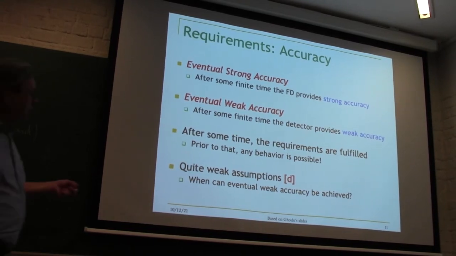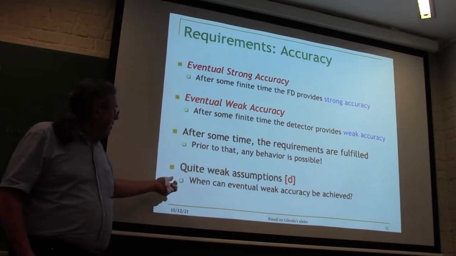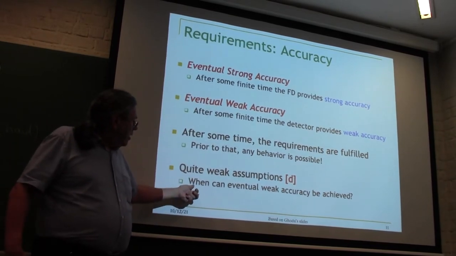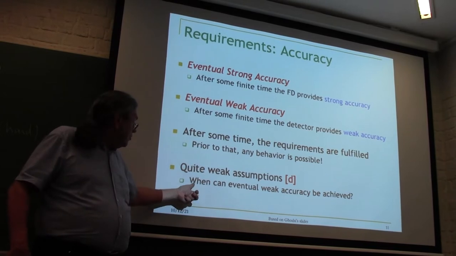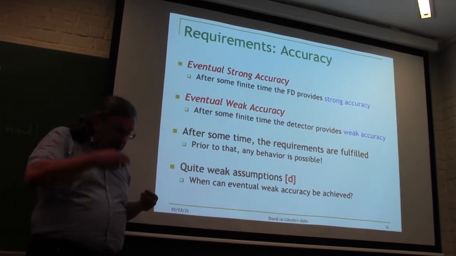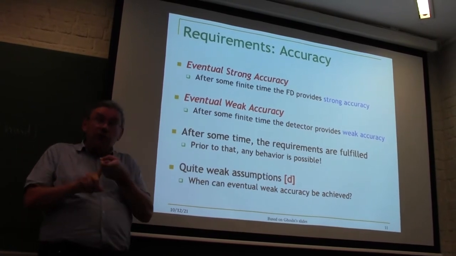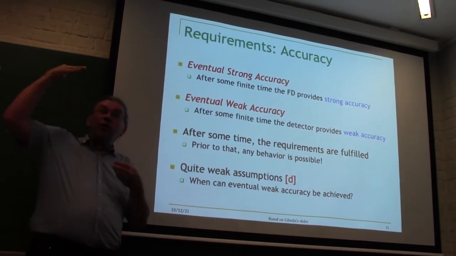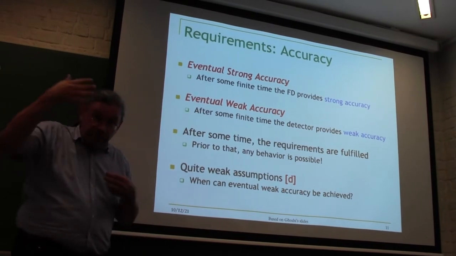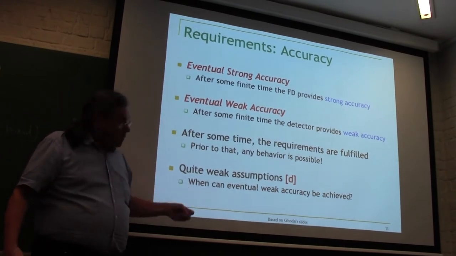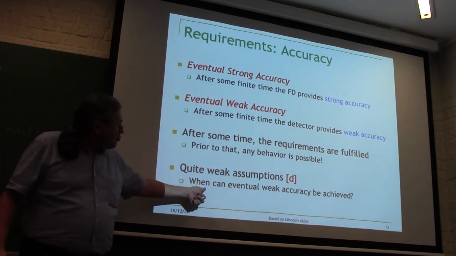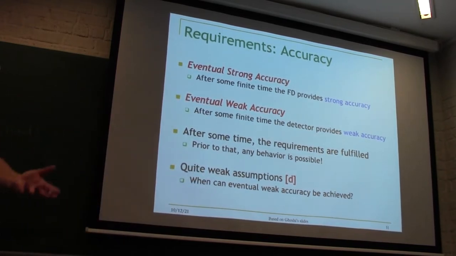When can eventual weak accuracy be achieved? Well, in a partially synchronous system, you can do that. Because eventually, there will be bounds. And once there are bounds, you can detect failure with no mistakes, huh? Once you have bounds. So when can eventual weak accuracy be achieved? In a partially synchronous system, you can do that, okay? So this is the kind of thing we're going to be worrying about.